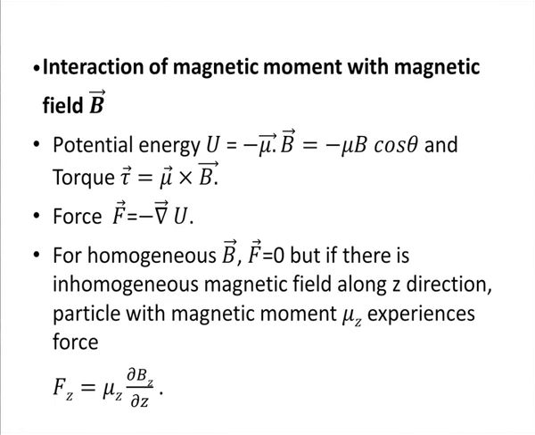Now, the force is minus grad of U, and then if the field is homogeneous, force is 0, but if there is inhomogeneous magnetic field along z direction, then particle with magnetic moment mu z experiences the force F z is equal to mu z d by d z of B z. This is the result that we are going to use. You appreciate the fact that the force on the particle is proportional to the gradient of the magnetic field.